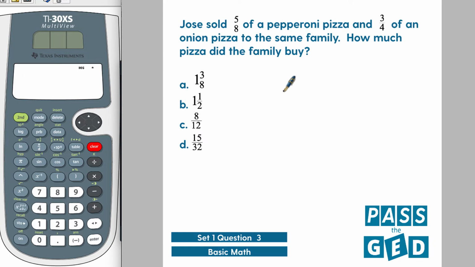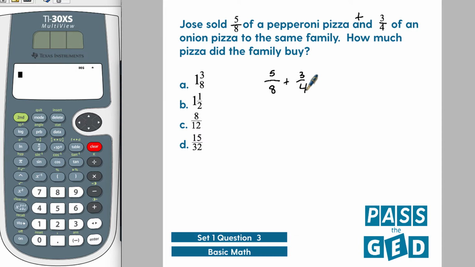Question 3. Jose sold 5/8 of a pepperoni pizza and 3/4 of an onion pizza to the same family. How much pizza did the family buy? Okay, so we see the word and here. He sold 5/8 of a pepperoni pizza and 3/4 of an onion pizza. So this and means we have to add them. So we've got 5/8 plus 3/4.